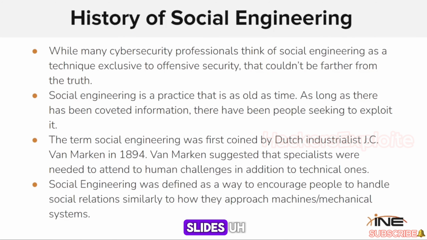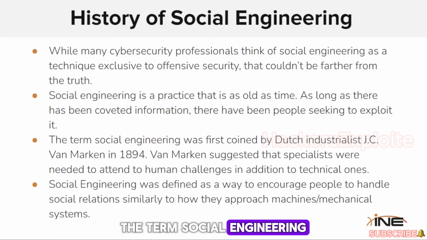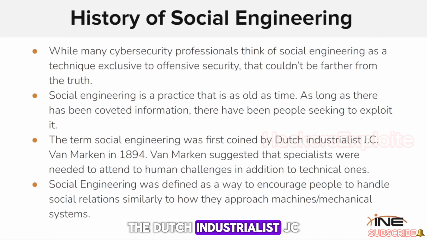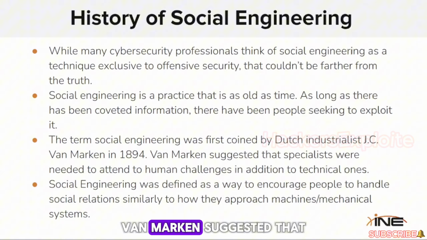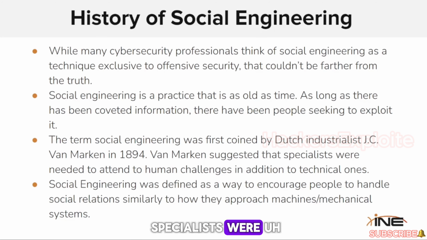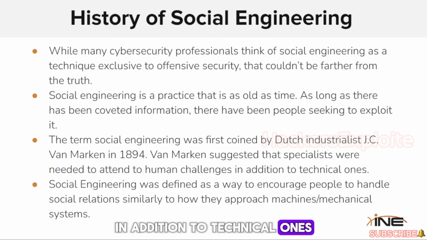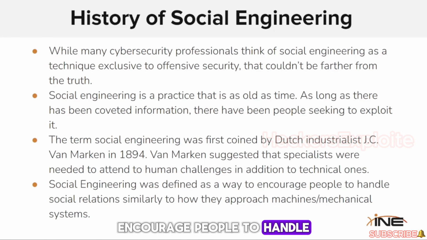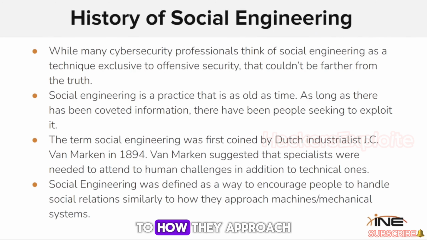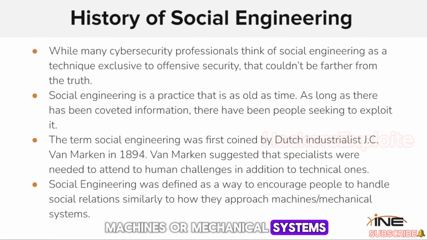Coming back to the slides, the term social engineering was first coined by the Dutch industrialist J.C. van Marken in 1894. Van Marken suggested that specialists were needed to attend to human challenges in addition to technical ones. And social engineering was defined as a way to encourage people to handle social relations similarly to how they approach machines or mechanical systems.